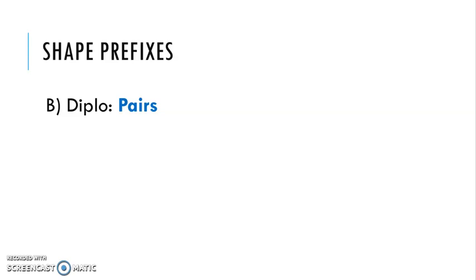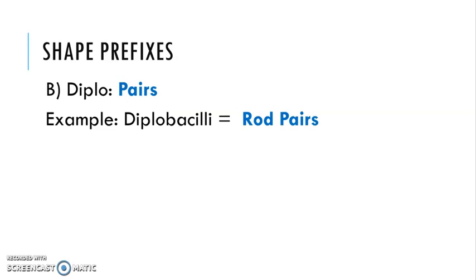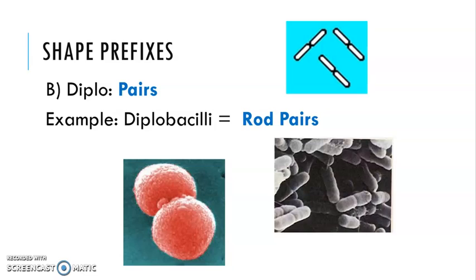Our second prefix is diplo, meaning pairs. That means the example diplobacilli, we see the prefix diplo, pairs, the root word bacilli, meaning rods. So diplobacilli means rod pairs. Here are some pictures. At the top, we have a cartoon version. In the middle, we have a microscopic version, and on the left, we have a picture of what diplococci would look like.